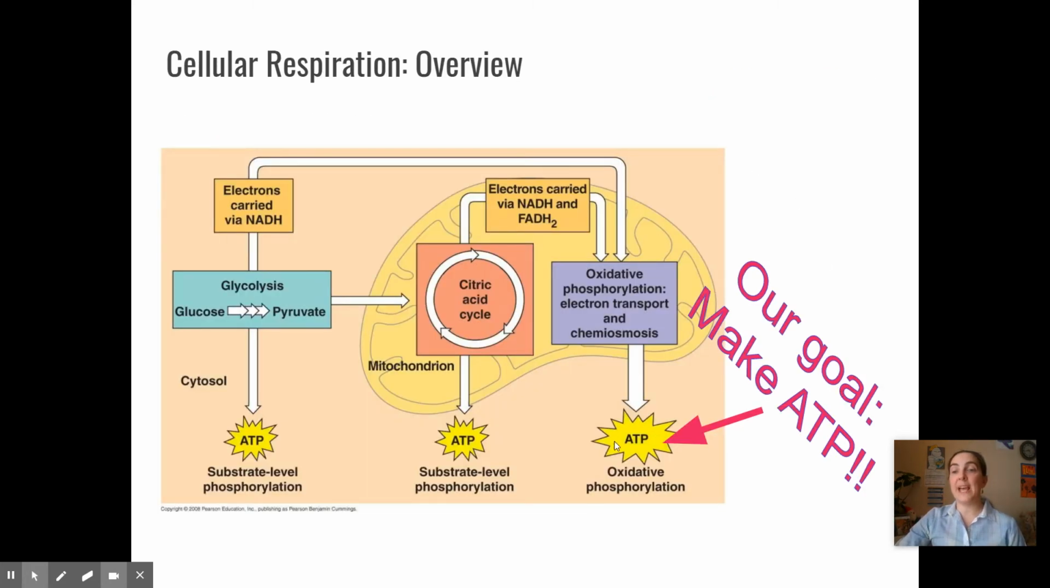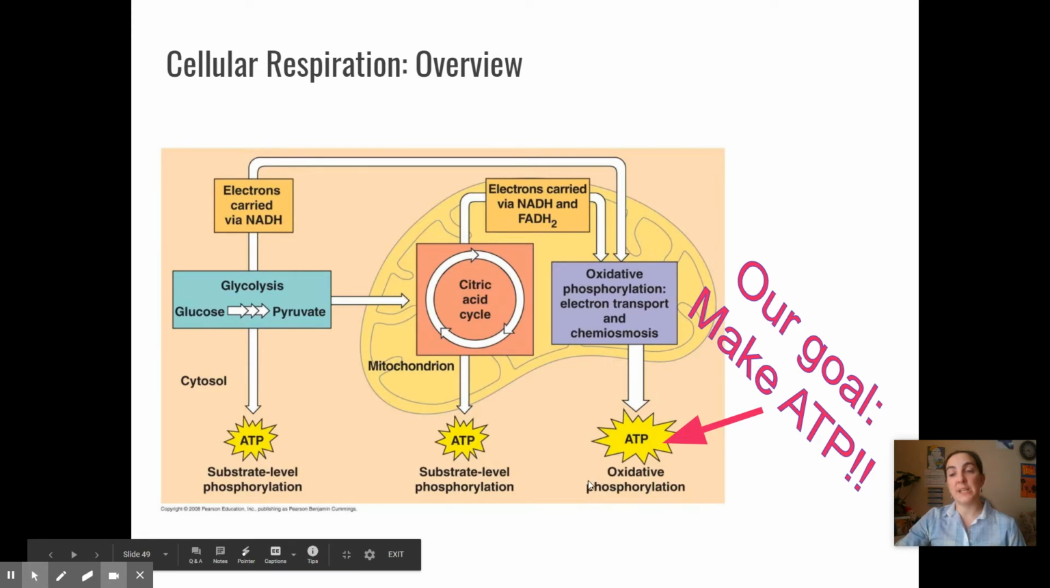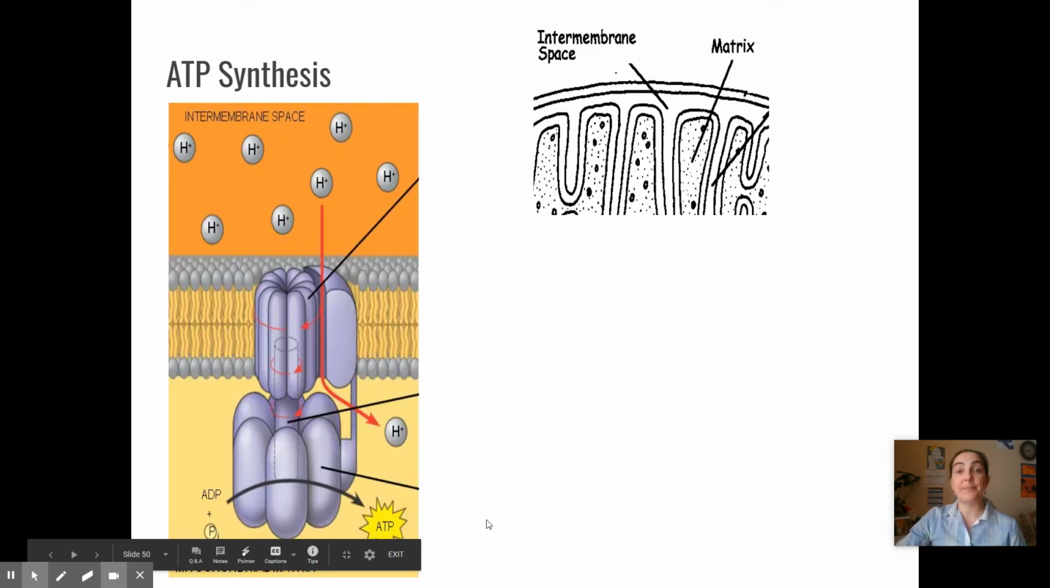So here we are. We're going to start at the end of our map. Our end goal here is to make ATP. There's a little bit of ATP made in these first two steps, but the majority of ATP made in cellular respiration comes out of this last step. So we're going to start by looking at how ATP is actually made.